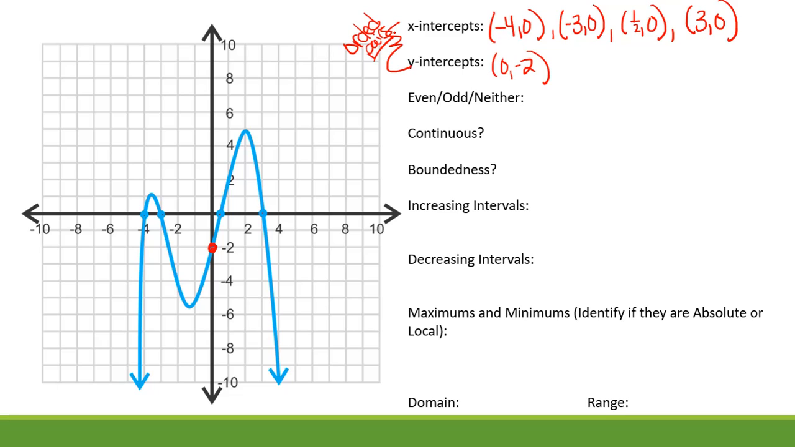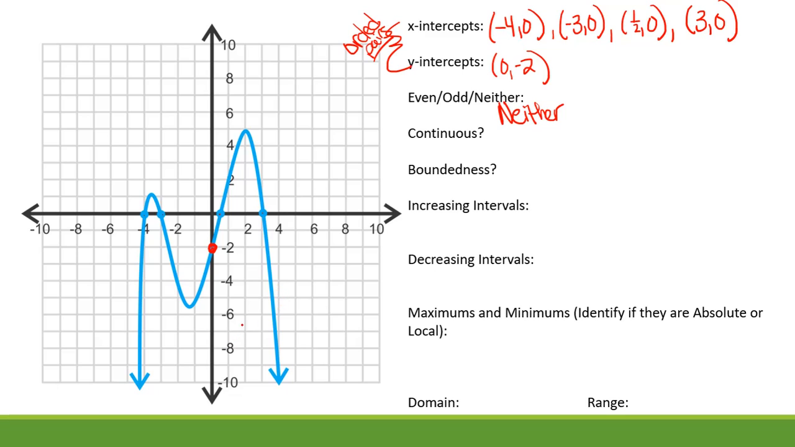Looking at this graph, is it even, odd, or neither? So remember, even folds along the y-axis. So I'm looking at this guy, definitely not even, right? He's not going to fold perfectly. Odd means that if I fold it over the y and then fold it over the x, it should line up. Definitely not, right? So this guy is neither.